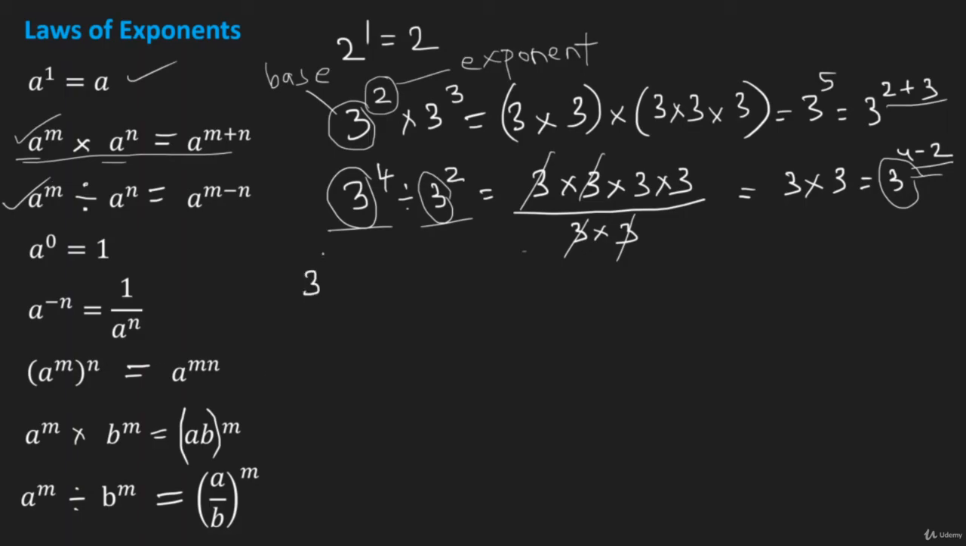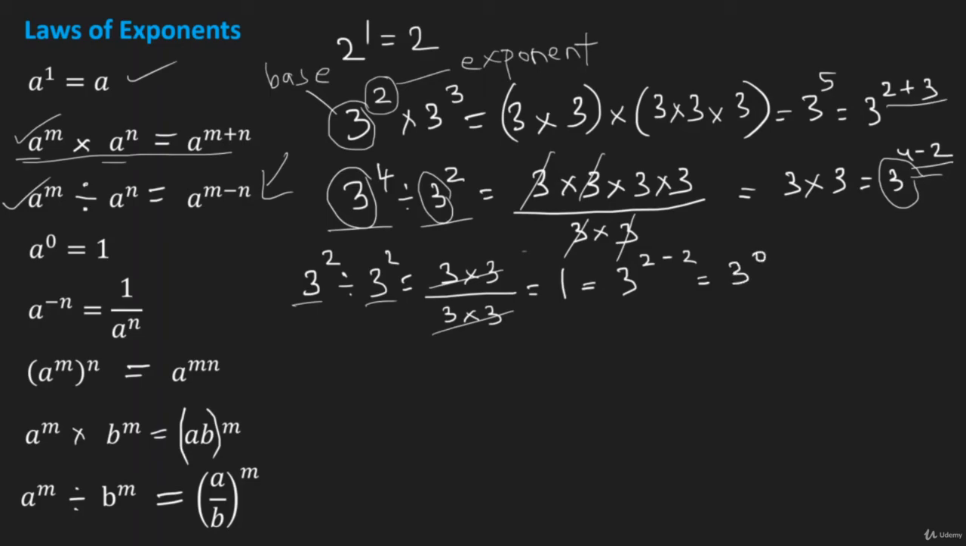Let's go on. Say you want to do 3 to the power 2 divided by 3 to the power 2. That's 3 into 3 by 3 into 3. And the numerator and denominator are the same, so you get this as 1. And as per the law that we learned over here, this can be written as 3 to the power 2 minus 2, because the base is the same. So 3 to the power 2 minus 2 is equal to 3 to the power 0. Therefore, a to the power 0 is equal to 1. Now this is applicable when a is not equal to 0, because 0 to the power 0 is not defined.